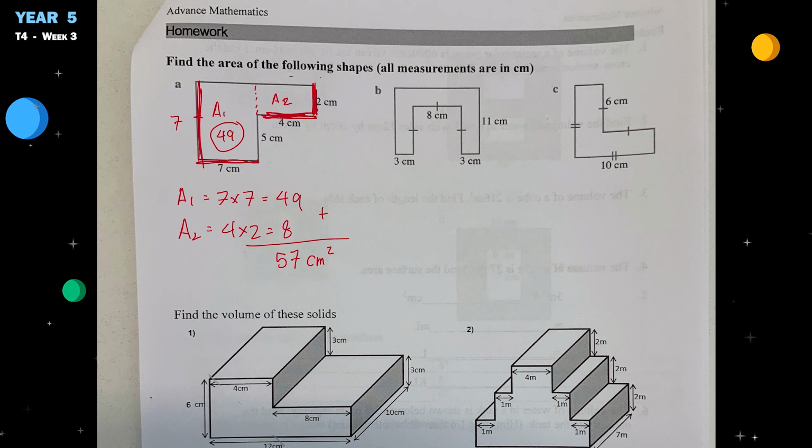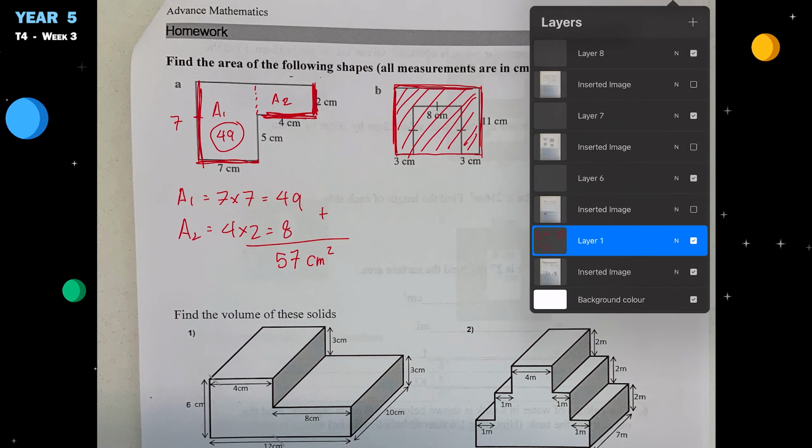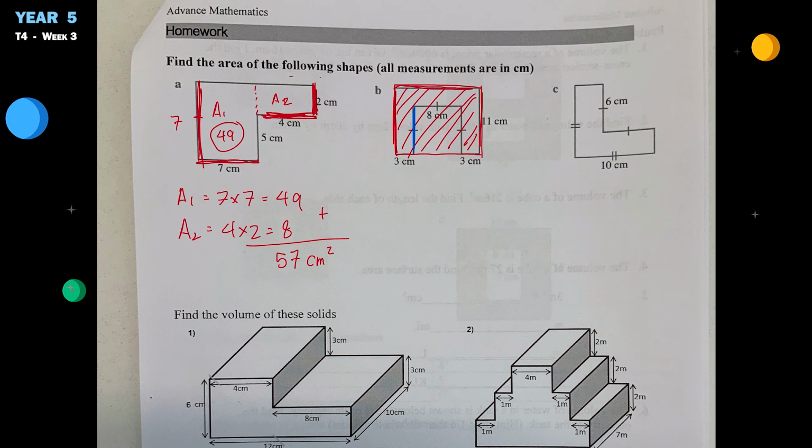Alright, another method you can do is, let's look at question B. Instead of finding 3 pieces like A1, A2, and A3, I'm not going to do that. I'm going to do the second method. What you do is you find the area of the big one, the area of this entire piece, and then you subtract the area of this piece that's being cut out. So you take away that area there, and you're left with the shape that you want, right?